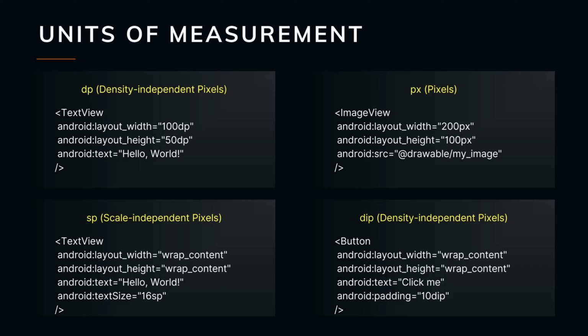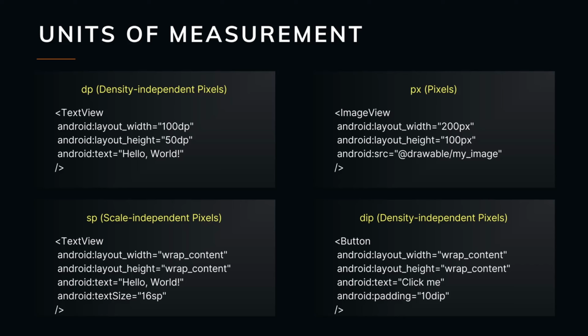Next we have px, that is pixel. px is the most basic unit and represents a single pixel on the screen. It is not recommended to specify dimensions in layouts with it due to its lack of density independence. In this example, the width and height of the image view are set to 200 pixels and 100 pixels respectively. So it is preferred not to use px in layouts due to the lack of density independence.